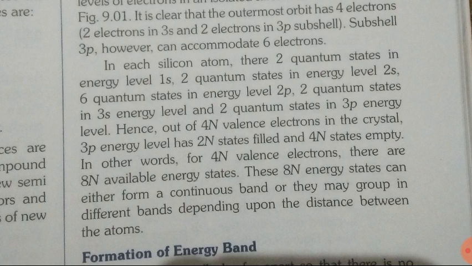Hence, out of 4n valence electrons in the crystal, the 3p energy level has 2n states filled and 4n states empty. In other words, for 4n valence electrons, there are 8n available energy states. These 8n energy states can either form a continuous band or they may group in different bands depending upon the distance between the atoms.